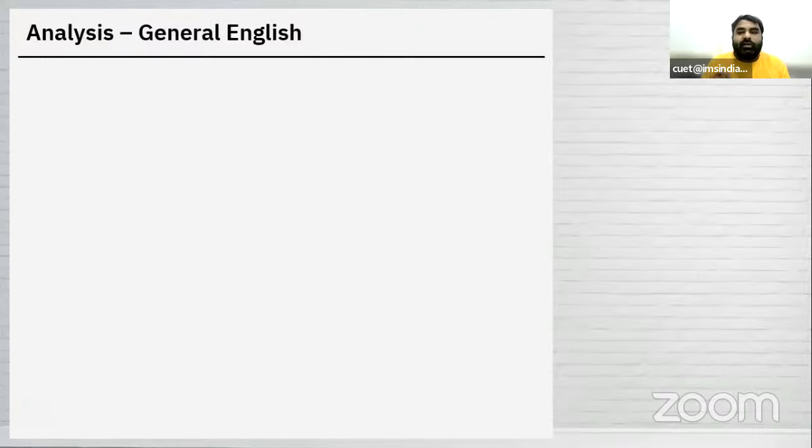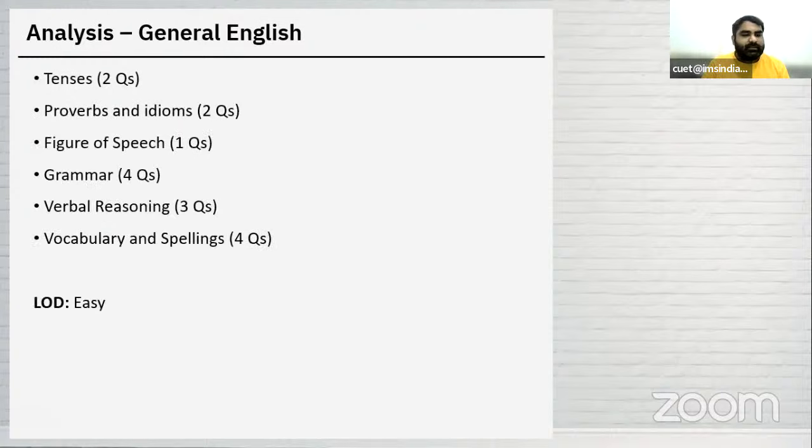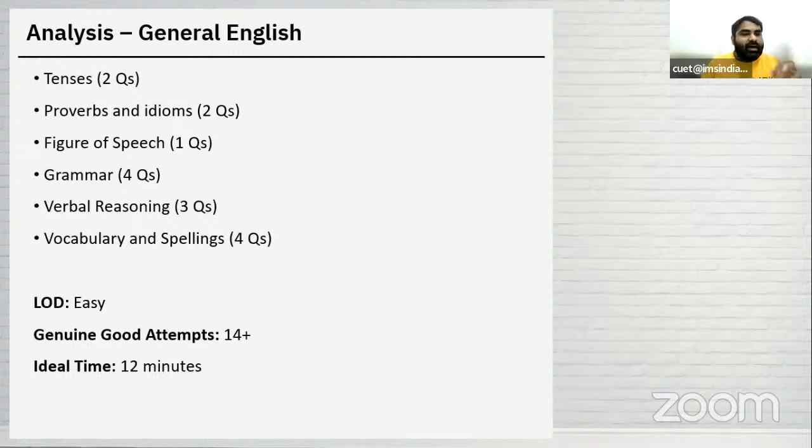So firstly, talking about general English, there were 16 questions that you had to solve. There were 2 questions from tenses. There were 2 questions from proverbs and idioms, one each. There was 1 question on figure of speech, around 3 to 4 questions on grammar, 3 to 4 questions on verbal reasoning, as in the critical reasoning questions that we have, assumption-based question and conclusion-based question. There were 4 questions from vocabulary and spellings.